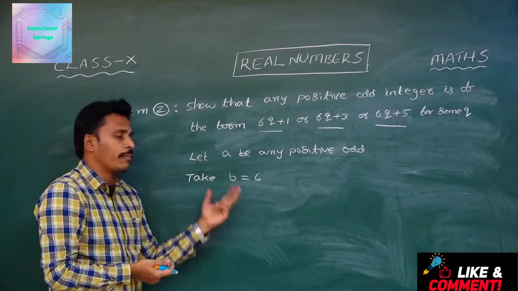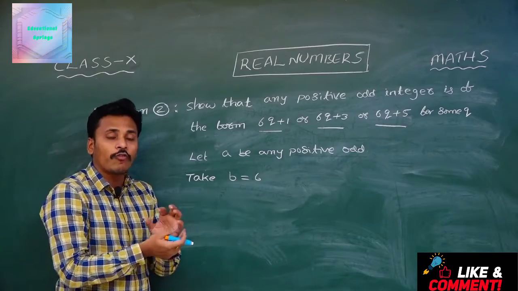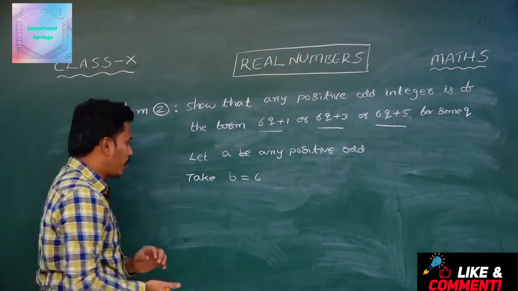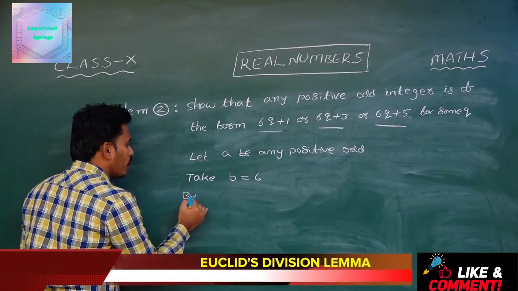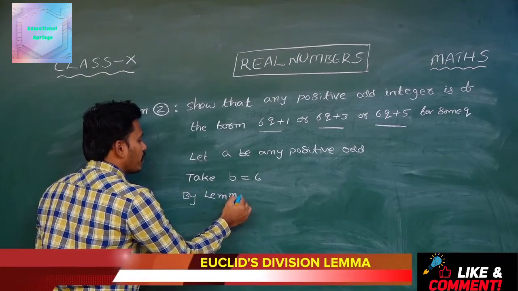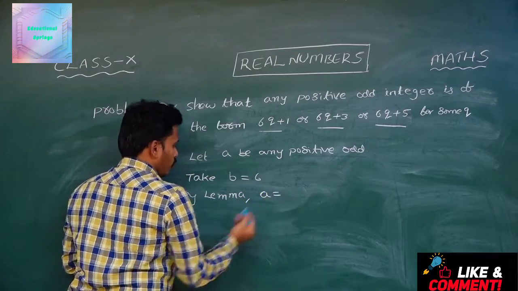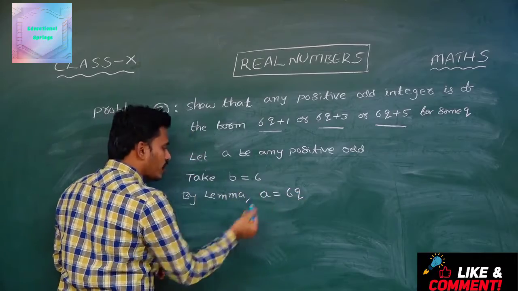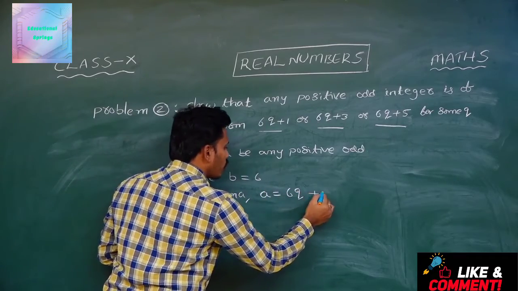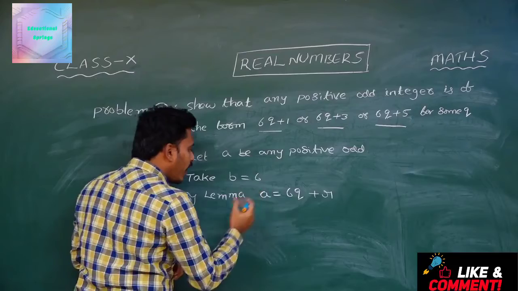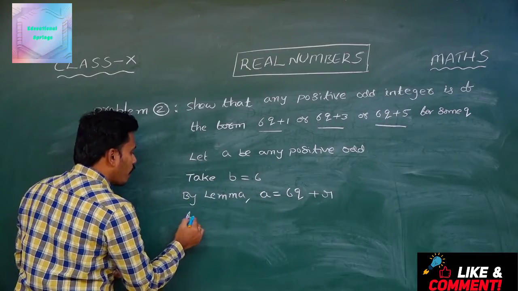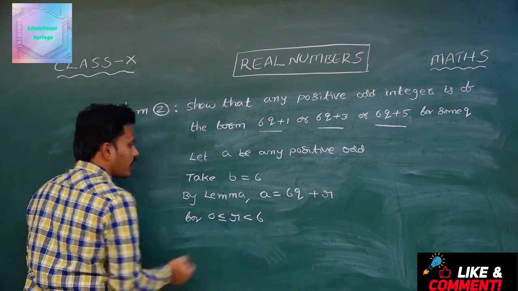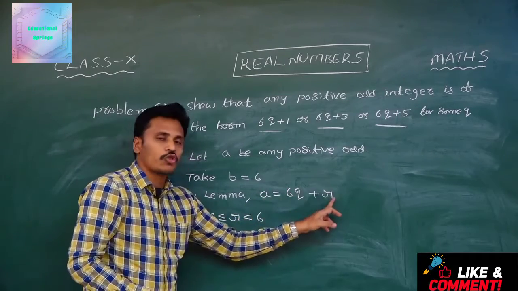And now I have two numbers a and b, and for these two numbers, we are going to apply Euclid's division lemma. How does it become? By Euclid's division lemma, I have a representation that a equals bq plus r usually, and here my b is 6, so a equals 6q plus r. And what is that r? r is between 0 and 6, is it right? a equals 6q plus r.